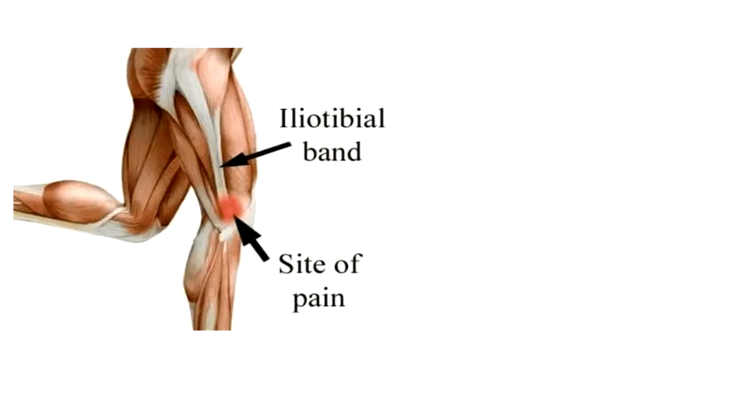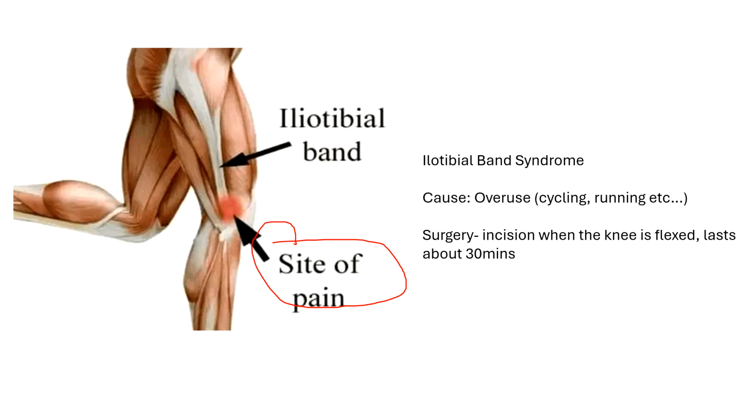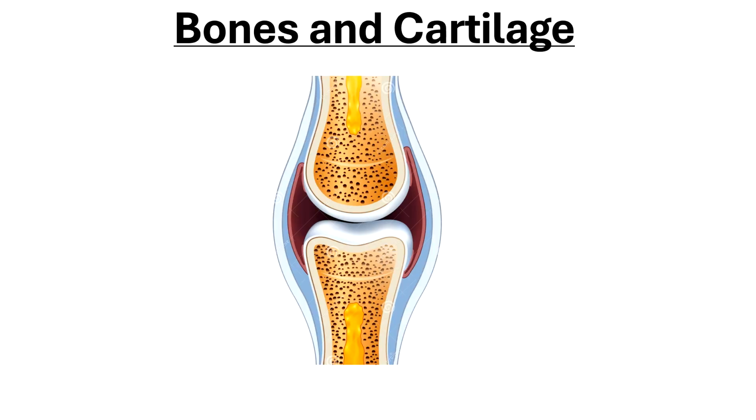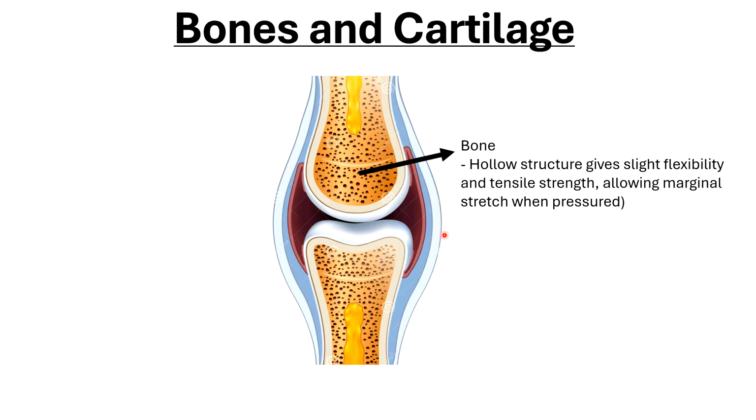This band runs down the thigh, and there is a possible condition where one will experience pain here, and this is called the iliotibial band syndrome. This is often caused by the overuse of this band during sports such as cycling and running, most commonly. The surgery to treat this involves an incision made when the knee is flexed by the band, and it lasts about 30 minutes.